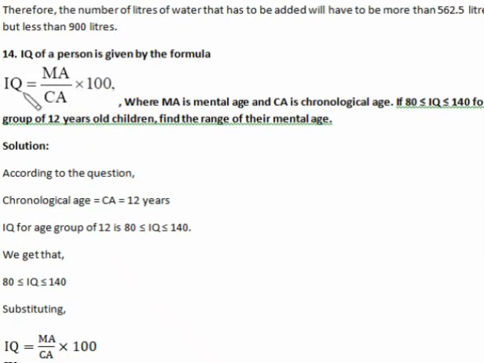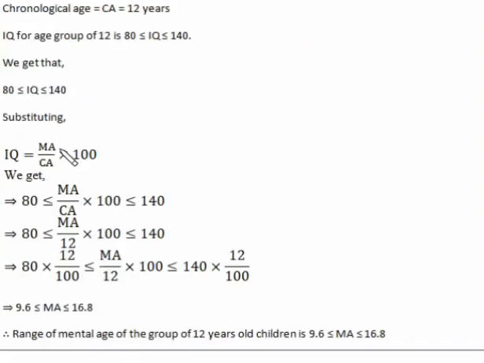The IQ formula is like that, where the IQ is 80 to 140 for a 12-year child. Now see, according to the question, chronological age is 12 years and IQ is this one. The formula of IQ is MA by CA, mental age divided by chronological age, times 100. We get 80 equals MA by 12 times 100, we solve it, and this one we get 9.6. Mental age is greater than or equal to 9.6 and less than or equal to 16.8.